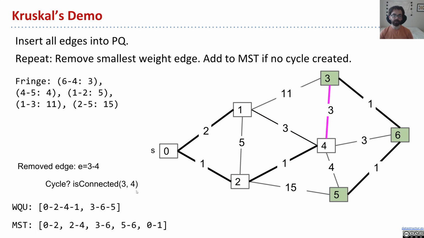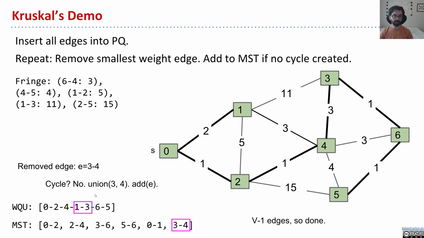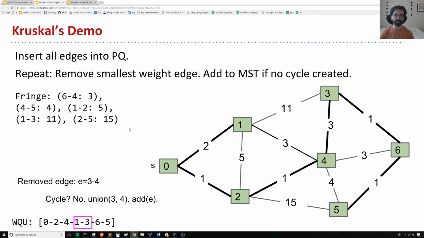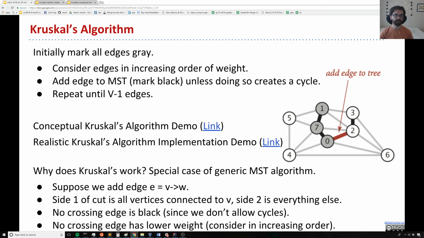Finally, we get to edge 3, 4. We say, are they connected? Well, the answer is no, so we'll union them, and then we'll add that edge to the minimum spanning tree. And at this point, our weighted quick union object has everybody connected, and we also have V-1 edges, so we are totally done. So that's the idea conceptually.